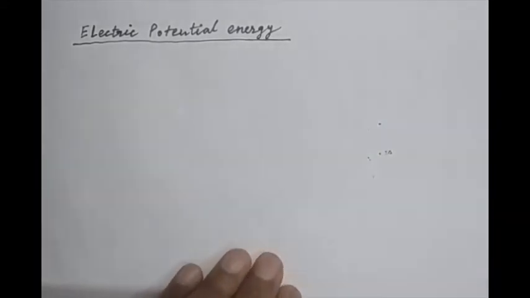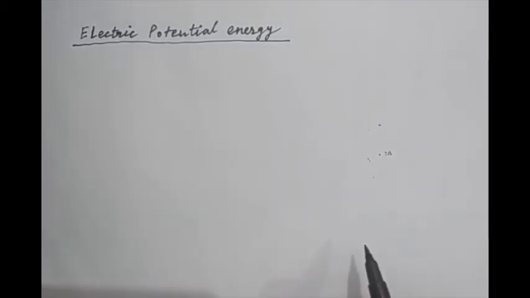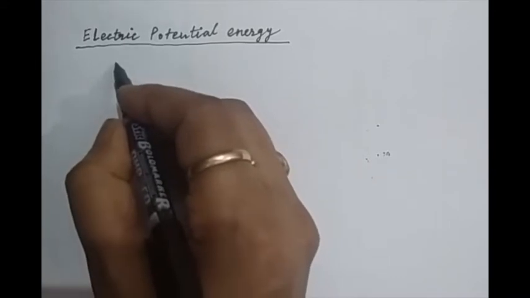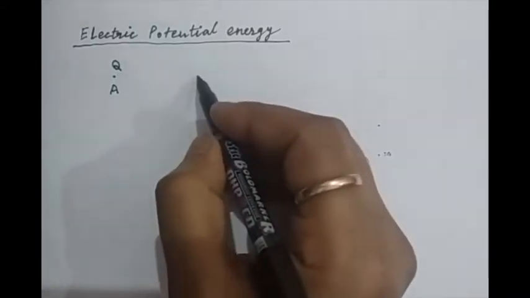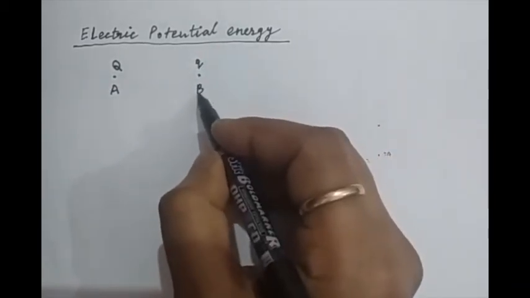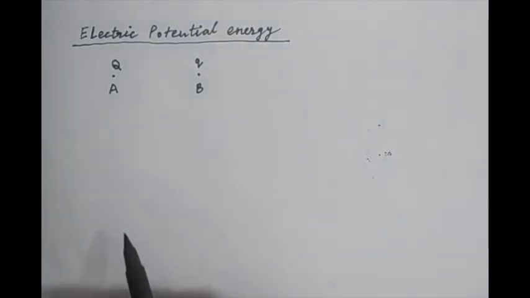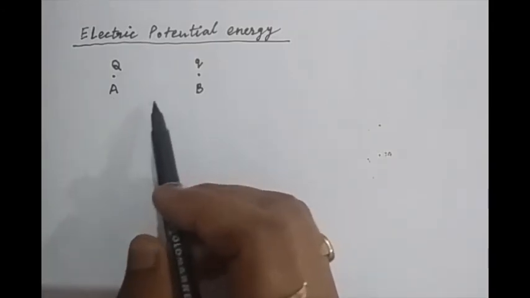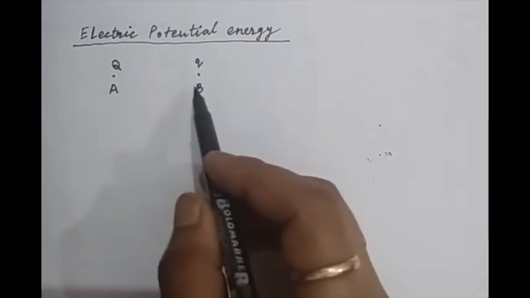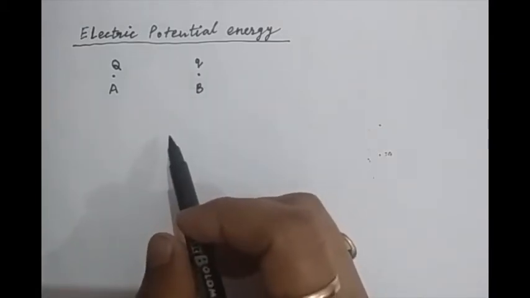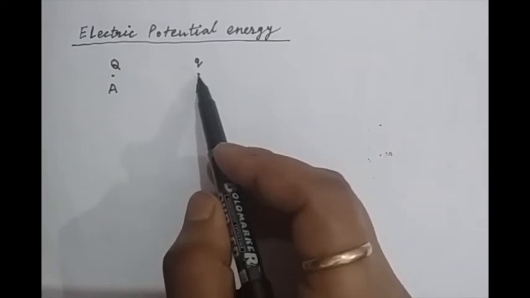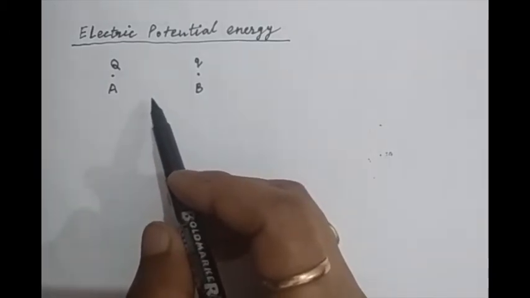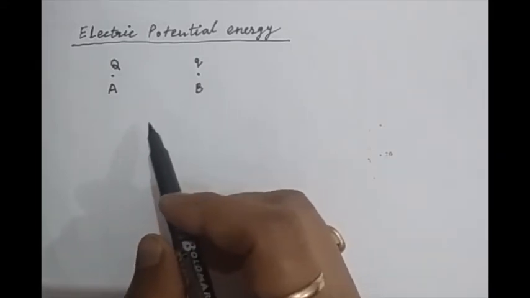Similarly, when 2 point charges are placed some distance apart, suppose two charges, Q at point A and another charge small q at point B. They exert electrostatic force on each other, and if we change the position or configuration of the point charges, either this charge is moved from B to another point, work has to be done and electric potential energy of the system changes.